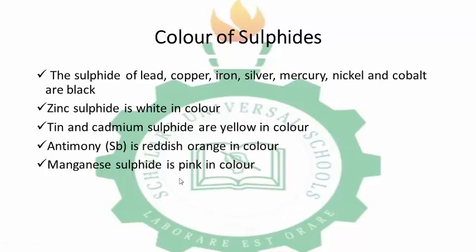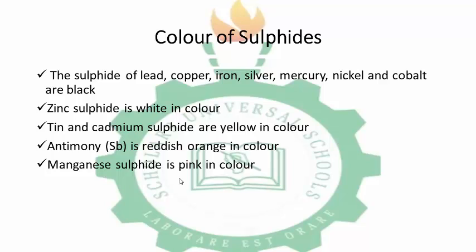Please take note, the essence of these colors is for us to be able to distinguish which type of sulfide we have. Let's say we have a compound and we know that it's a sulfide, but we don't know the exact sulfide it is. From the color, you can say that it can be this, and it can never be this.